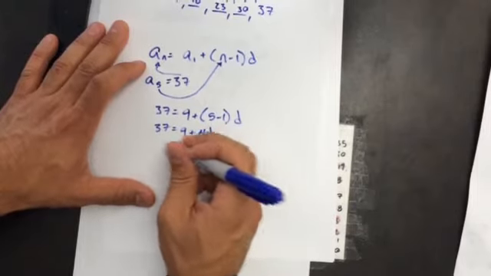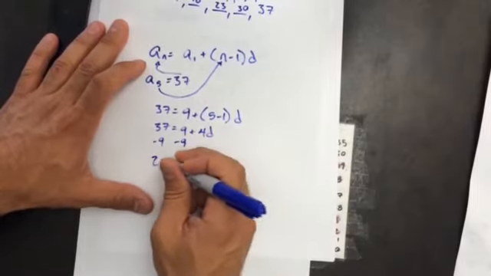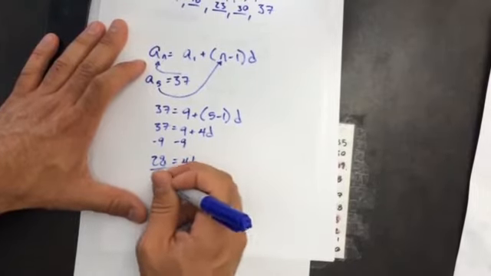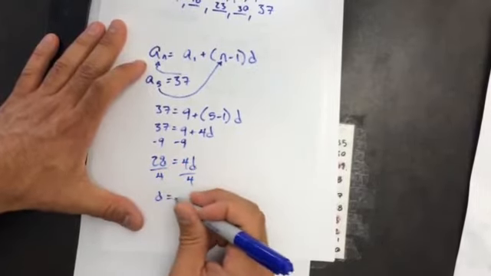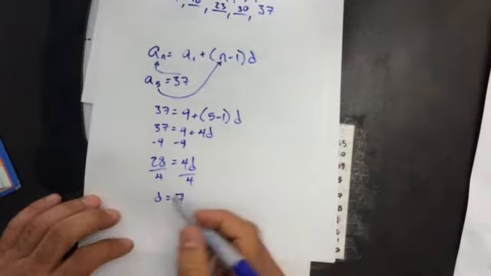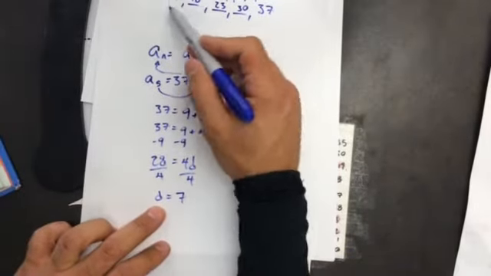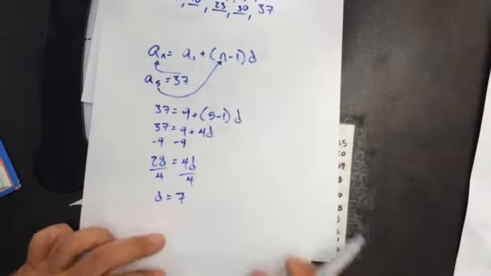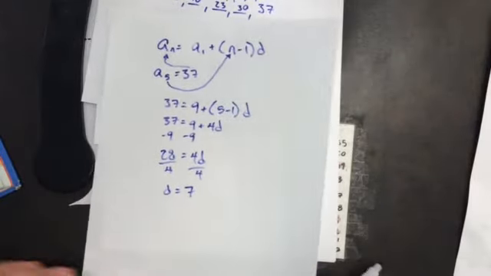I'm going to subtract 9. 28 equals 4d. Divide by 4. And I get d equals 7. Now that can help me fill in the blanks. So 9 plus 7 is 16, plus 7 is 23, plus 7 is 30. So two different ways to do the same thing.